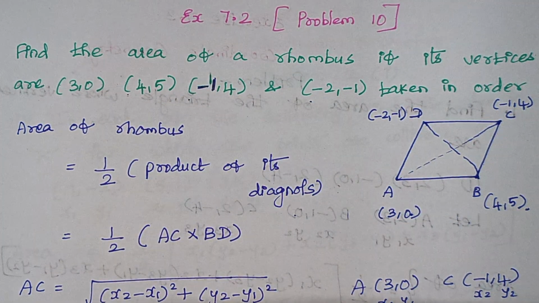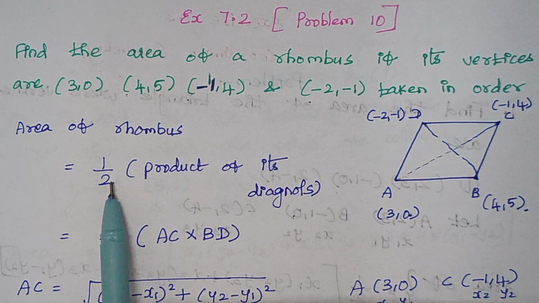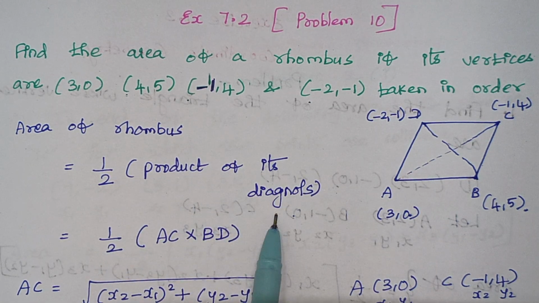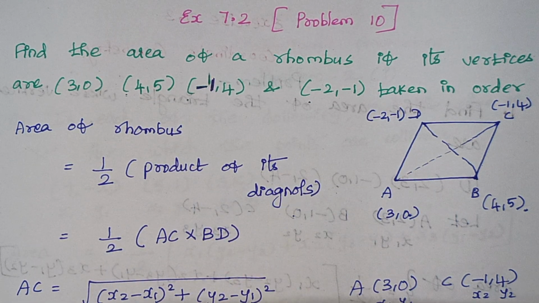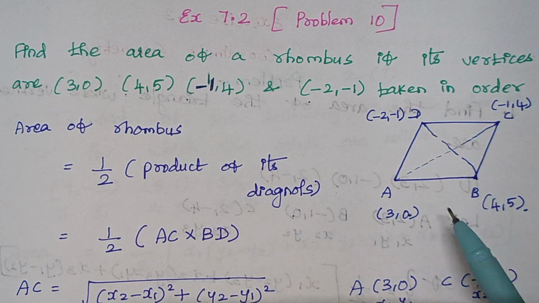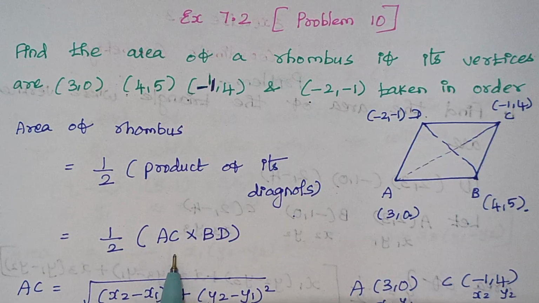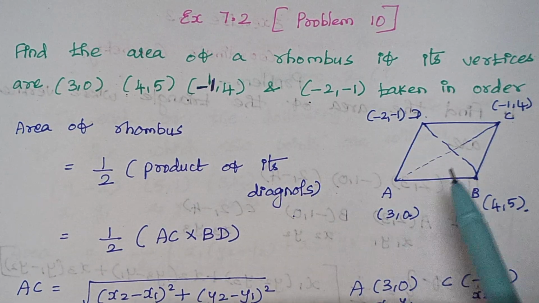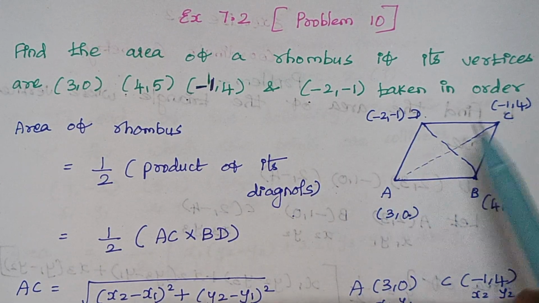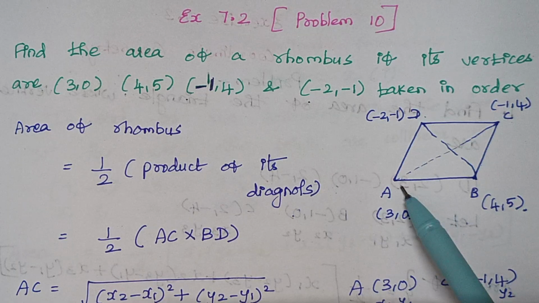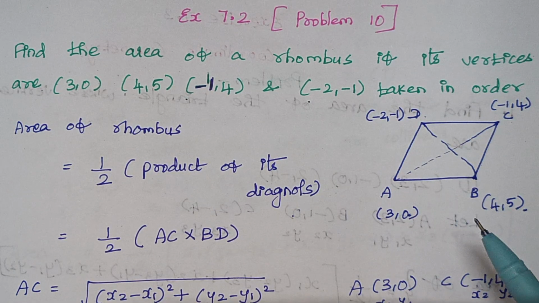So the area of the rhombus is given by the formula half into the product of its diagonals, right? So here what about the diagonals? Here the diagonals are AC and BD, right? So half into AC into BD. To know AC, we know the values of two vertices. So here we are going to make use of the distance formula, right?